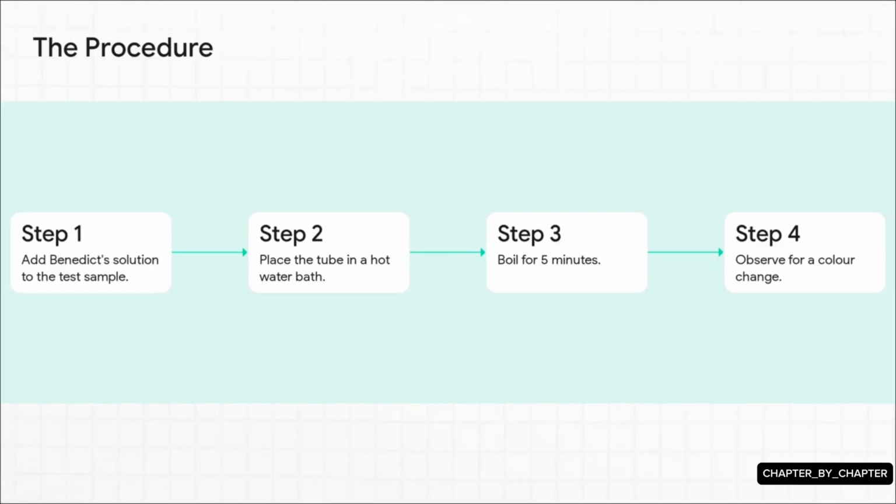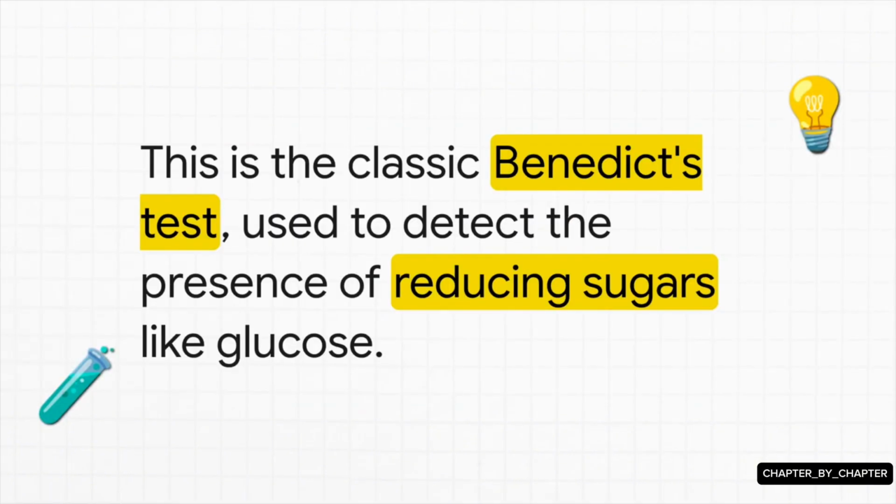Let's walk through the procedure step by step. So, the key steps are pretty clear. You add a specific chemical, in this case it's called Benedict's solution, and then you apply some heat. And what you're really looking for, the whole point of this, is to see if the solution changes color. A color change means, boom, a chemical reaction happened. So, what's the final answer?